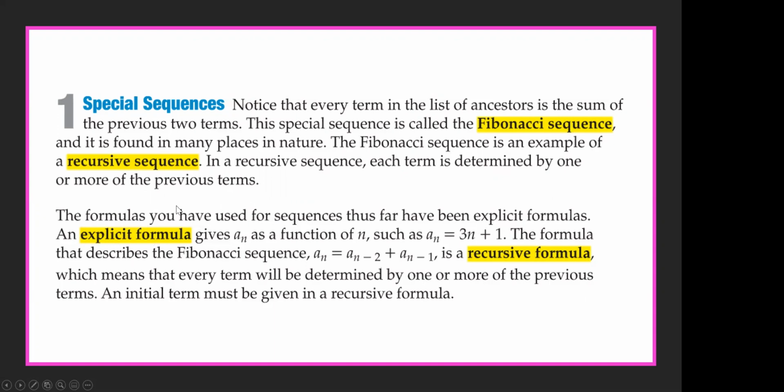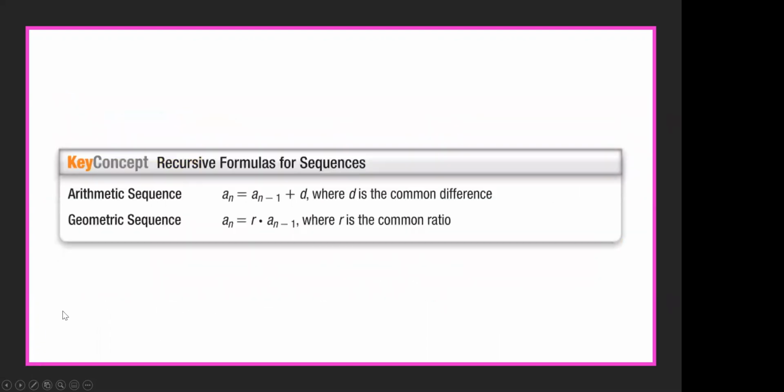That's what that means. The formulas you have used for sequences thus far have been explicit formulas. An explicit formula gives a sub n as a function of n, such as a sub n is equal to 3n plus 1. The formula that describes a Fibonacci sequence is a recursive formula. Notice this is a sub n minus 2 plus a sub n minus 1, which means that every term will be determined by one or more of the previous terms. So an initial term must be given in a recursive formula.